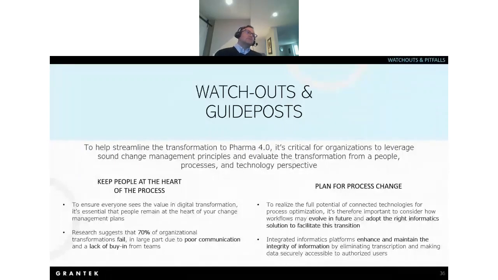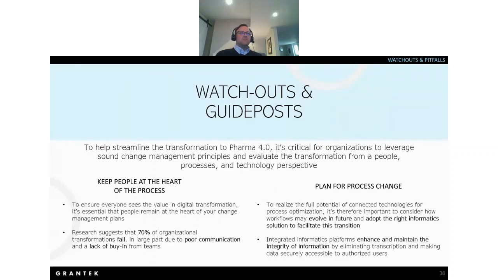So, everyone's excited about technology, but remember, technology is only one aspect of Pharma 4.0. As with any change, technological or not, it is important to keep people at the heart of the process. Technology is a key enabler of digital transformation and should be one area of focus of any Pharma 4.0 strategy.